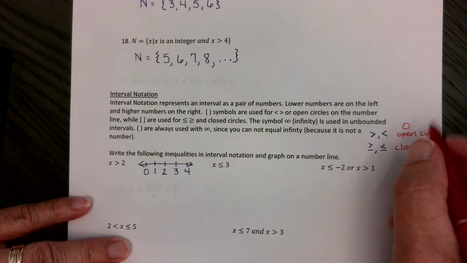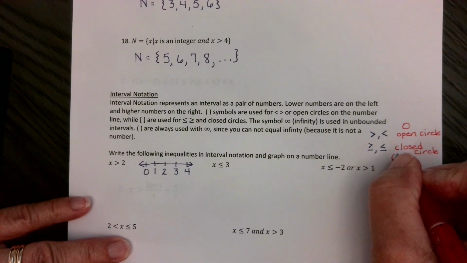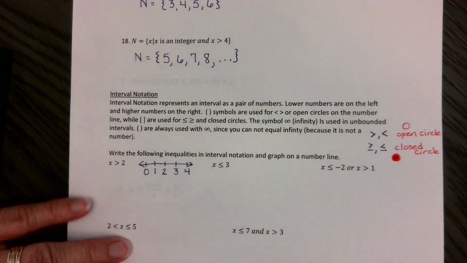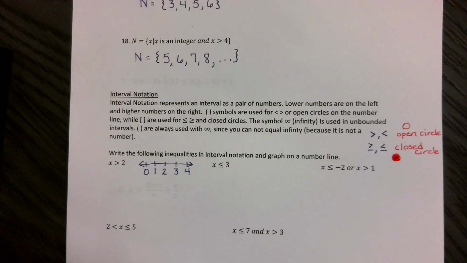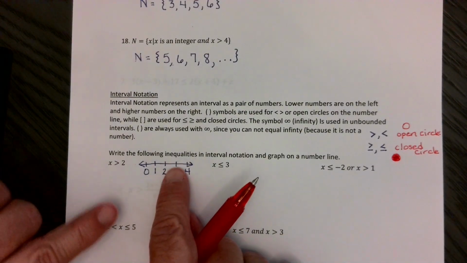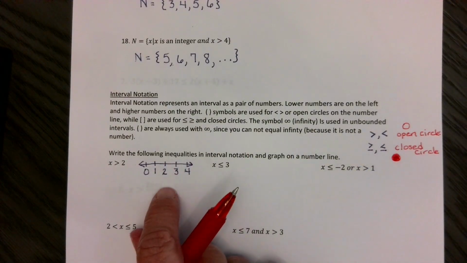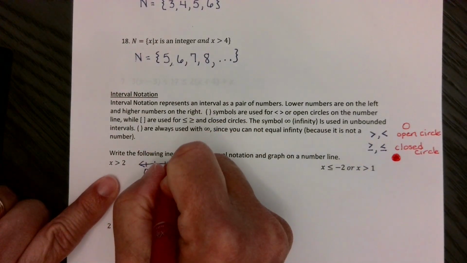And all that means is it's a circle that's filled in. Okay. Now, the other thing, so right now let's just go ahead and do that. We're going to use that when we graph. It's an open circle at 2.